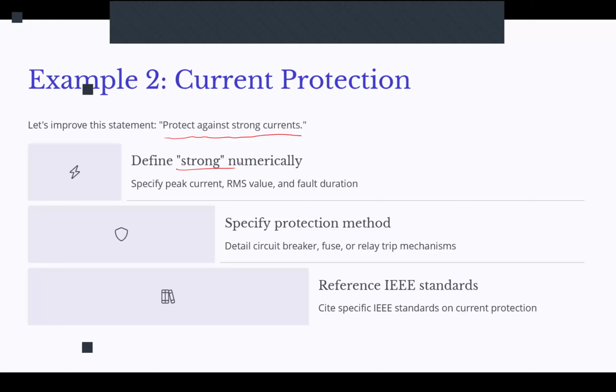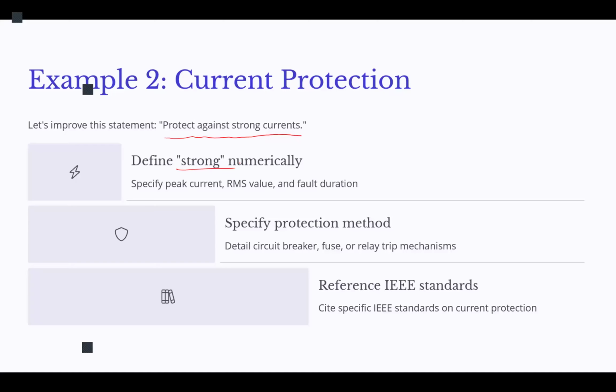Everyone would translate that strong to their understanding of the quantity that is there in their head. Because I could guarantee every one of you has a different understanding of a strong current. What is a strong current? There are different values in your head.